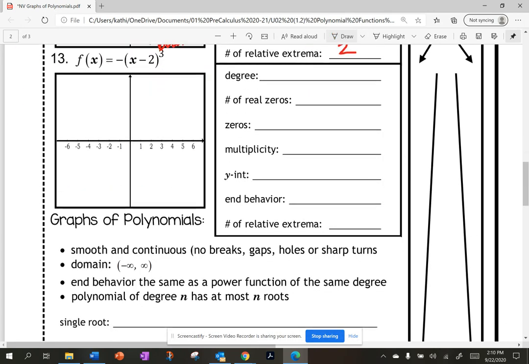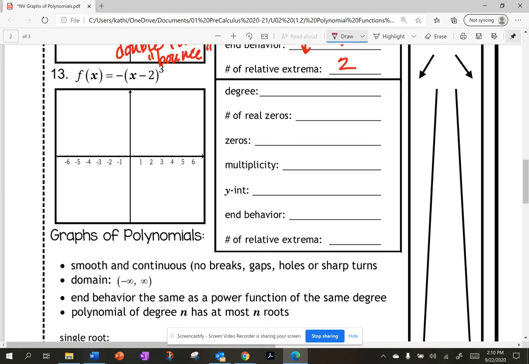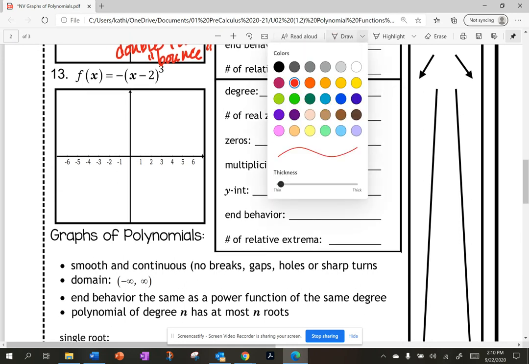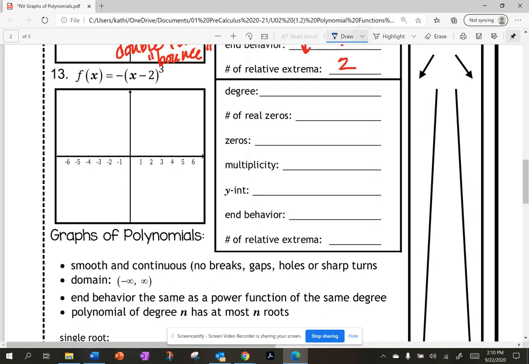Okay, last example. Let's do a different color. So last example. F of x equals negative quantity x minus 2 cubed. So if I need to give myself some hints, I'm going to say this is negative 1 times x minus 2 times x minus 2, x minus 2.